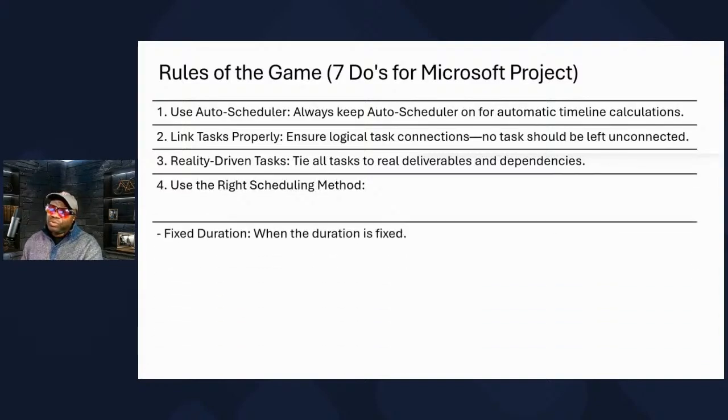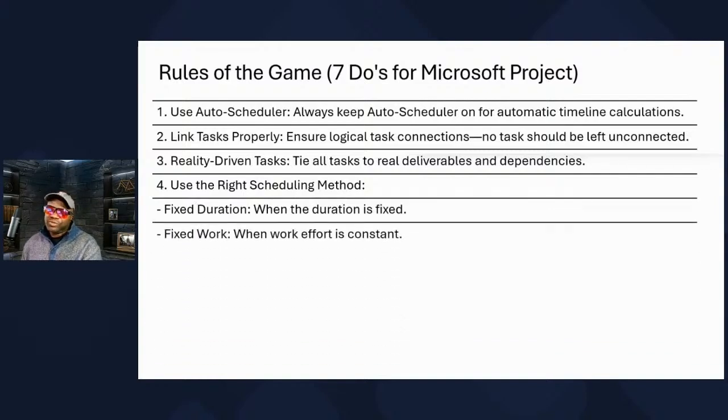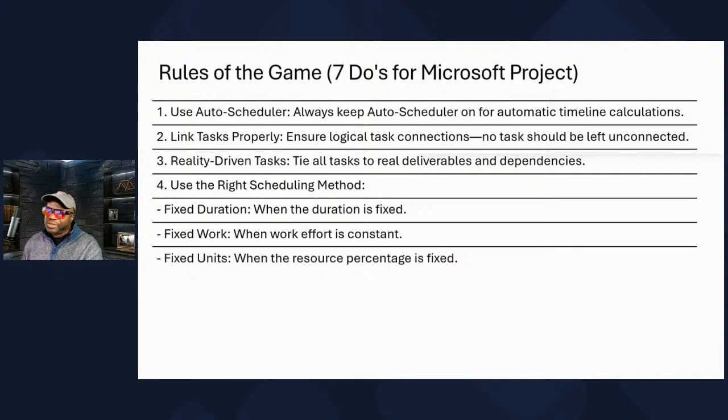Number 4, we want you to use the right scheduling method. So in Microsoft Project, we got fixed duration, fixed work, and fixed units. This is what scares people. If your project is a fixed duration, no matter what you do, that duration is fixed. Put 20 people on it, it's still going to take a month. Use fixed duration.